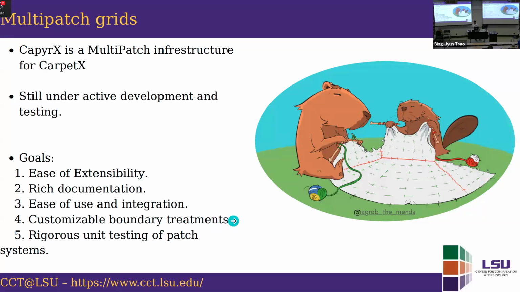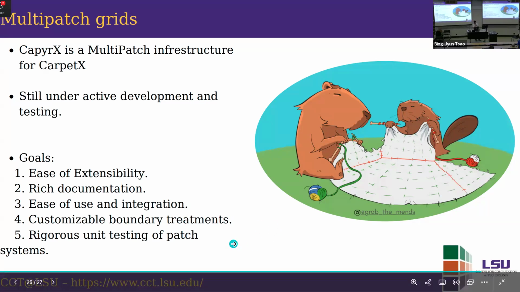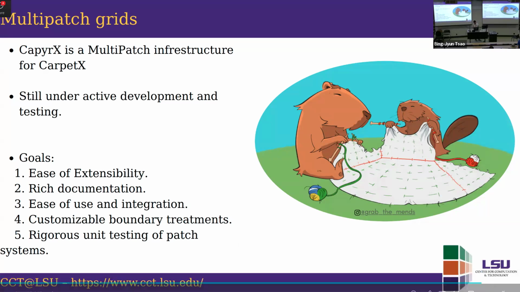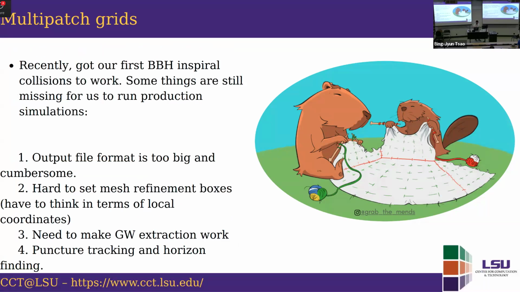And this is something that we haven't started working on, but we want to support some customized boundary treatments, interpatch boundary treatments, meaning the ways that you're going to communicate information in between your coordinate patches. And we want some rigorous unit testing of the patch systems that we already have, thankfully, right? So what's the current status? Well, recently we got our first binary black hole inspiral and collisions to work with CapyrX, but there's still a lot that needs to be done, right?